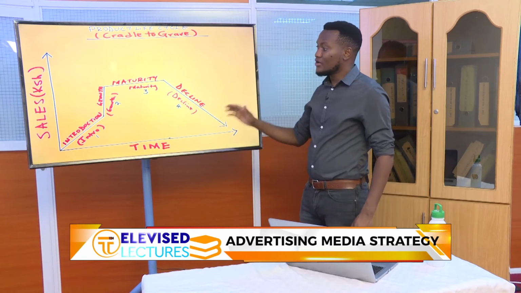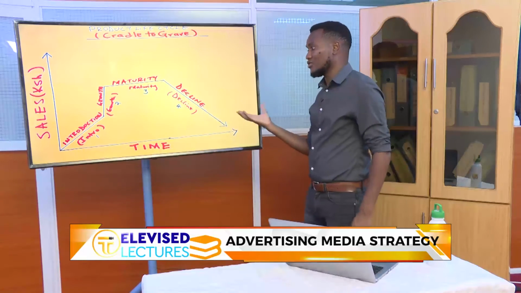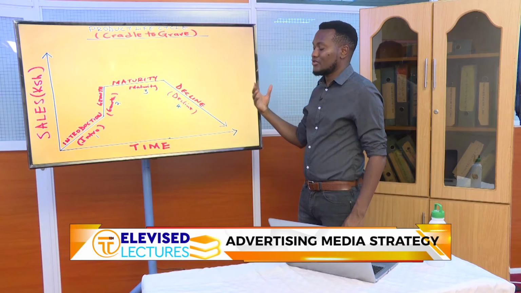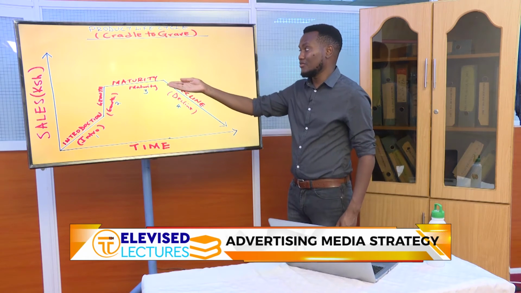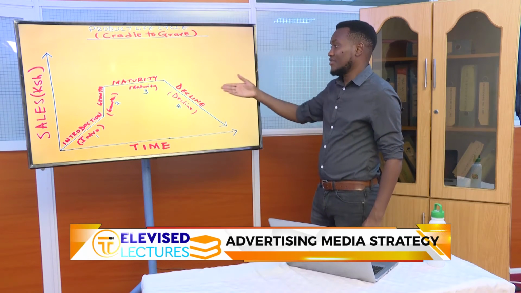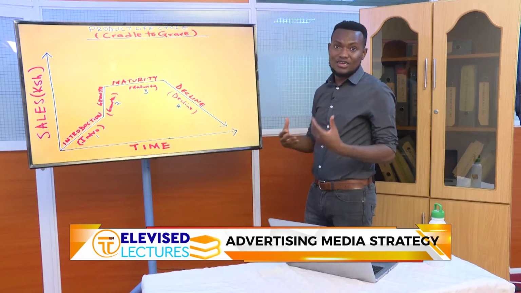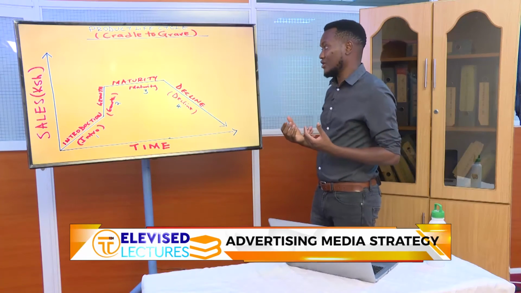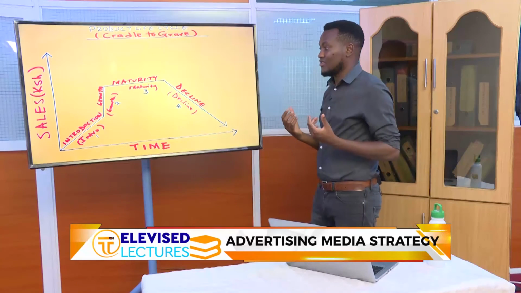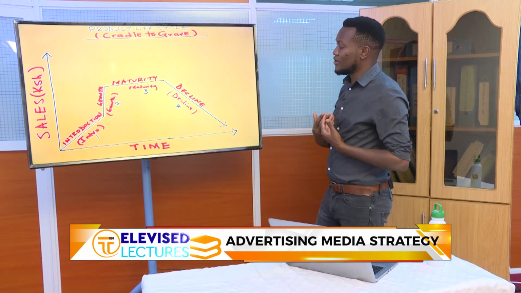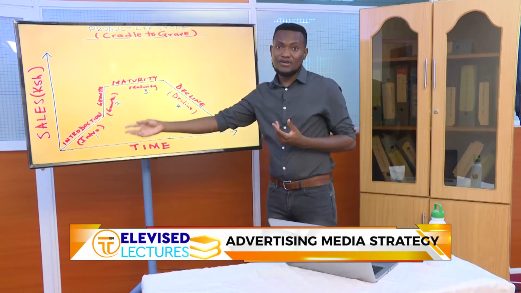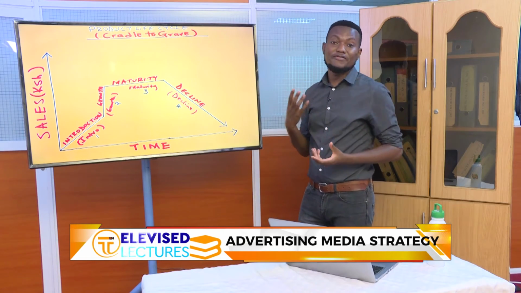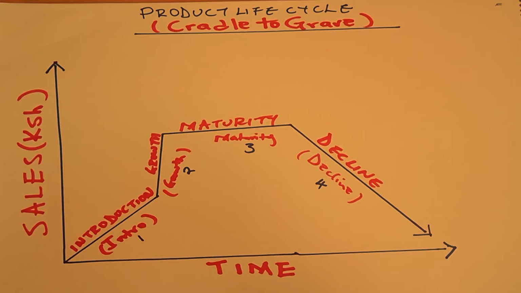This cycle is not always cast in stone. It might not apply, it's not one size fits all. Some products might still be in maturity stage for a very long time, and they hardly decline because of the sustainable advertising strategies that have been used to ensure that the product is in the market. Some products are introduced into the market, and maybe because of the failure of advertising strategies or using ineffective strategies to advertise, the product does not grow and it doesn't reach maturity.